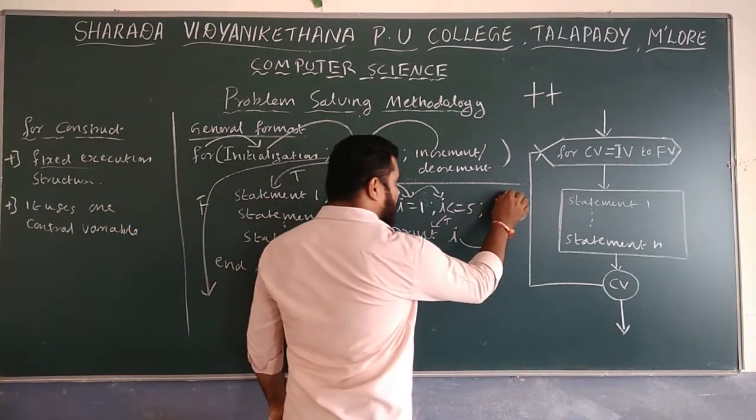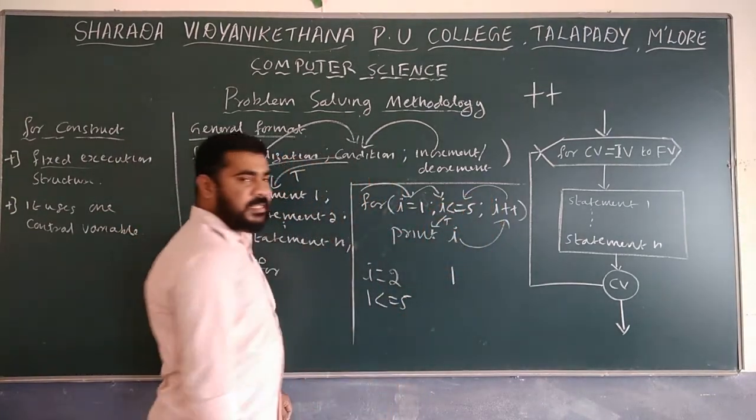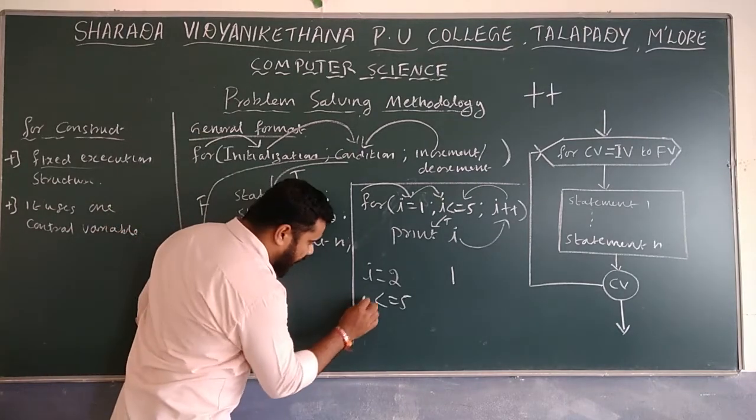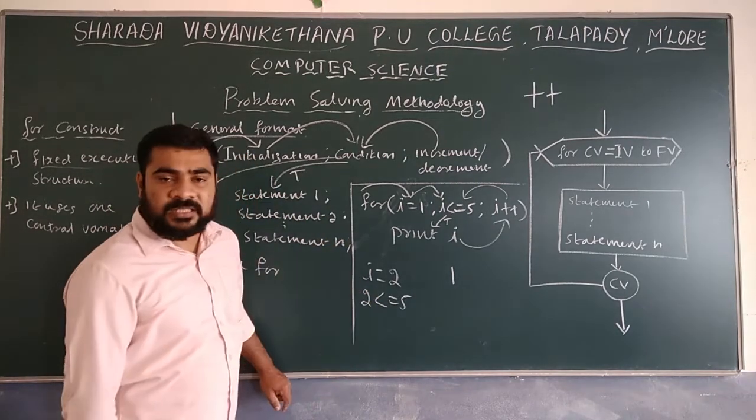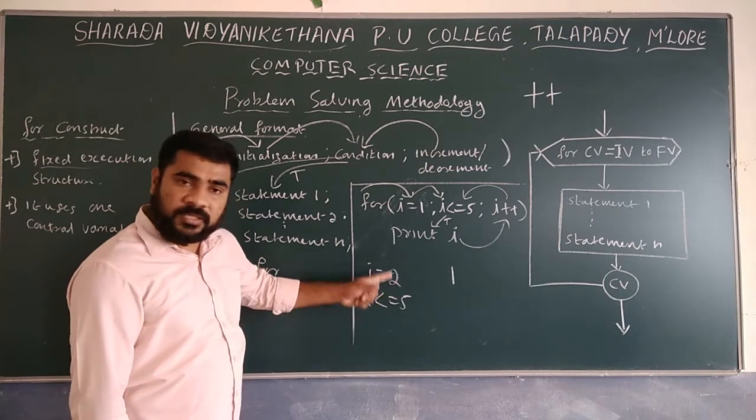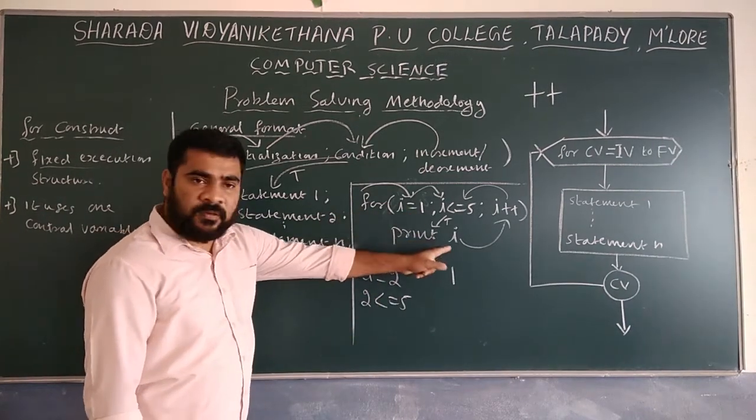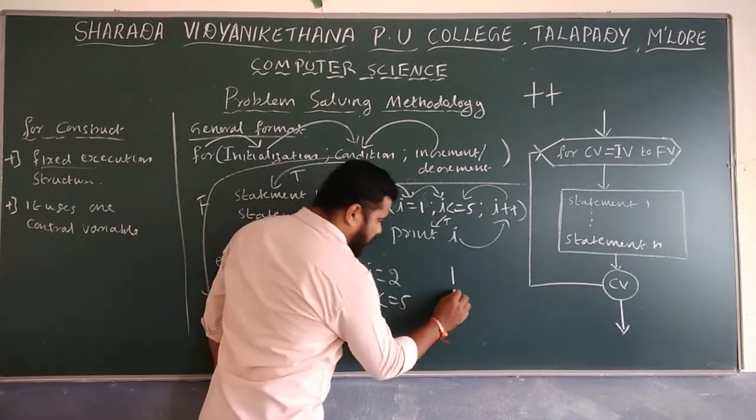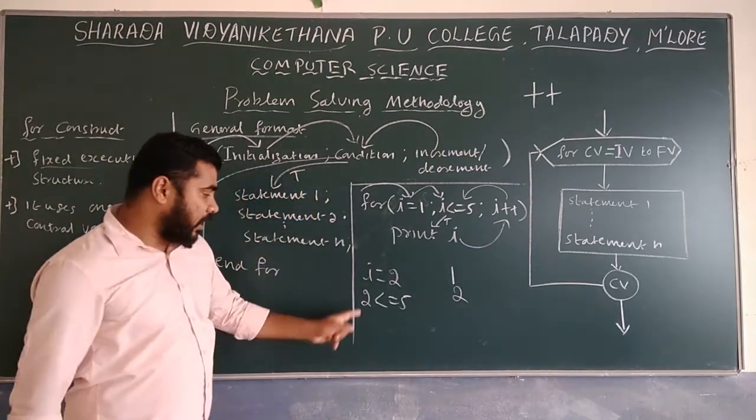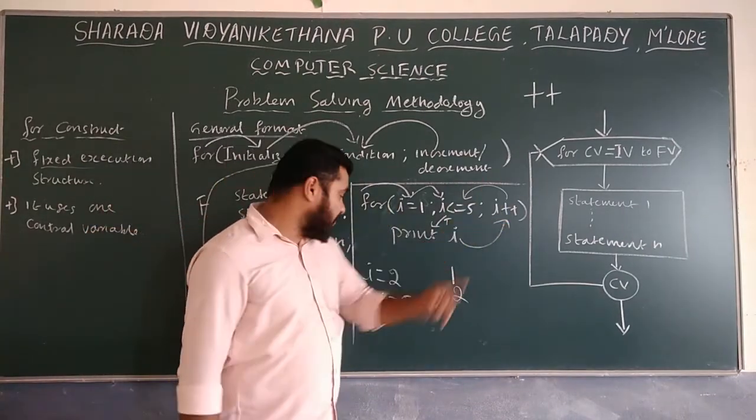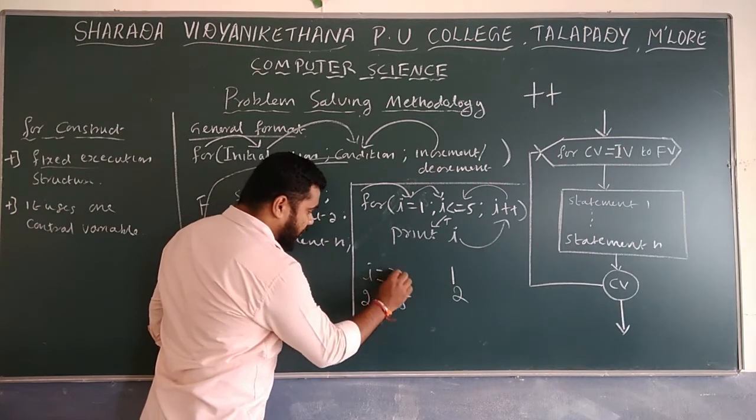When your I value is 2, then check the condition I less than or equal to 5. I is 2. 2 is less than or equal to 5. The condition is true. When the condition is true, print I. The statement is executed, so 2 will be printed. Next, I plus plus. I value now will be 3.